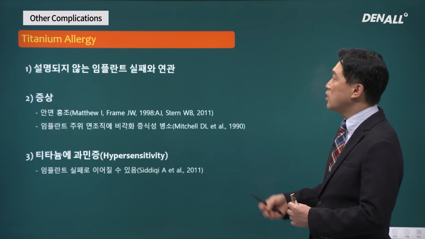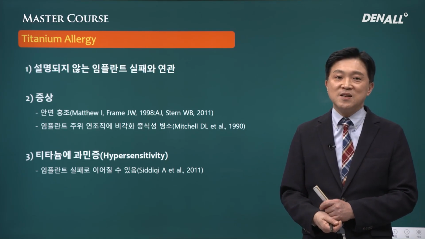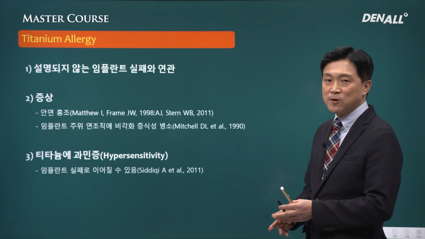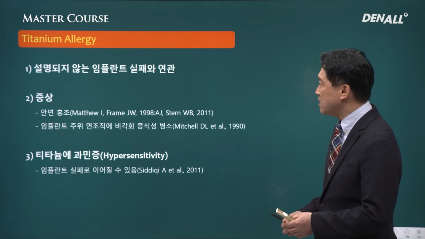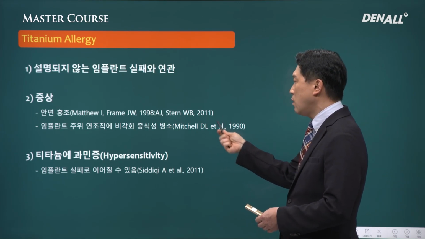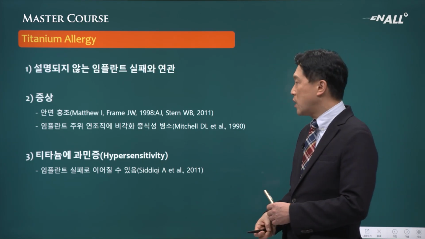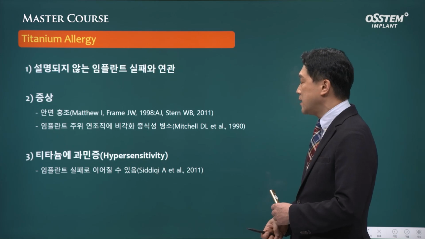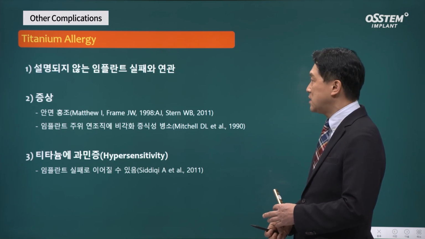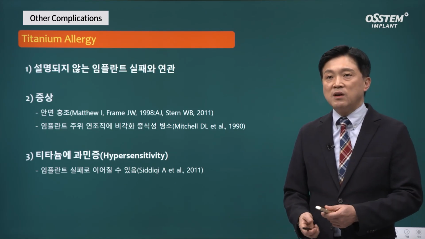Next is titanium allergy. This is related to unexplainable implant failure. For some reason, implants may fail at times. Patients with allergy against titanium show facial flushing and non-keratinized proliferative lesions around the peri-implant soft tissue. Hypersensitivity against titanium can be a factor leading to implant failure.